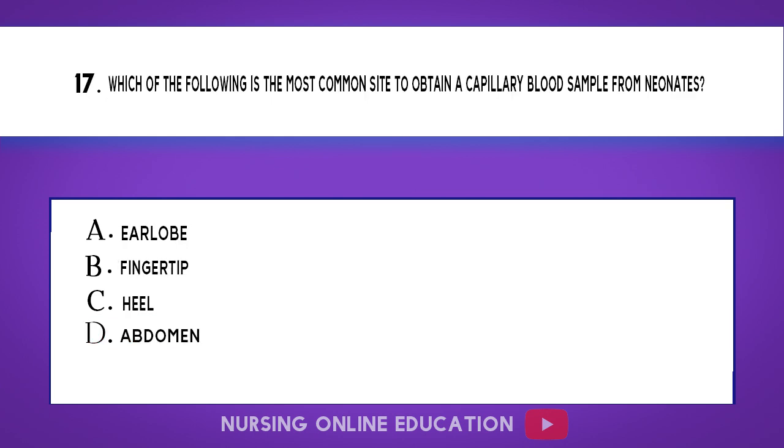Which of the following is the most common site to obtain a capillary blood sample from neonates? A. Earlobe, B. Fingertip, C. Heel, D. Abdomen.